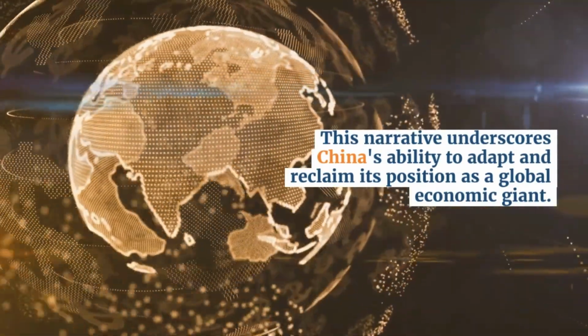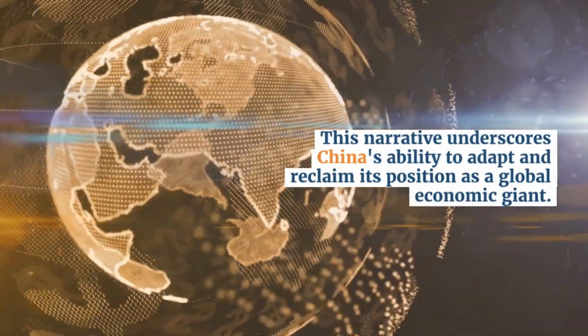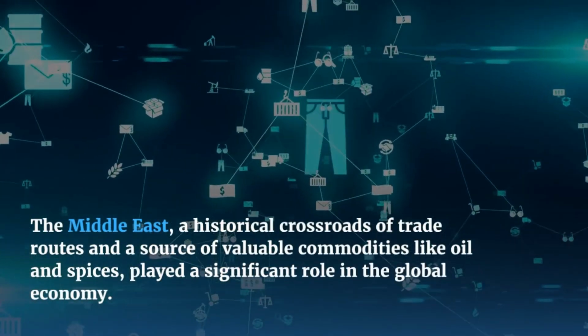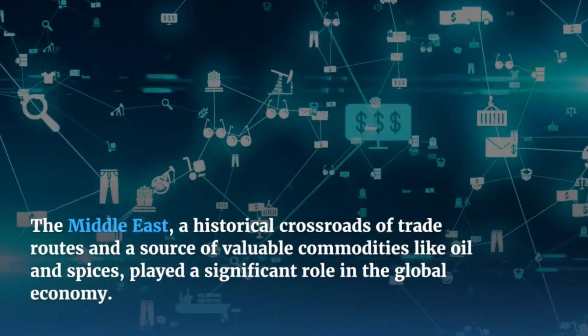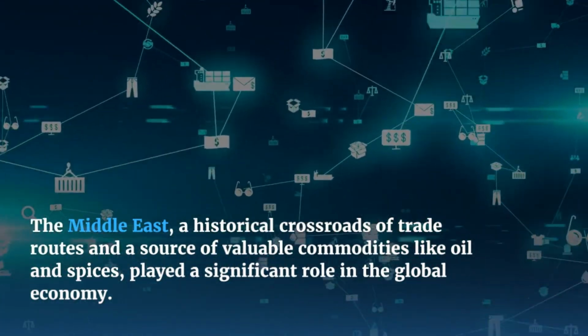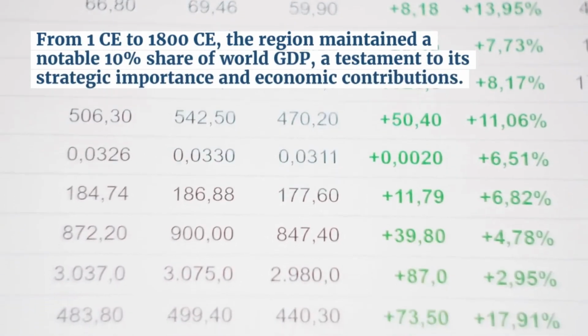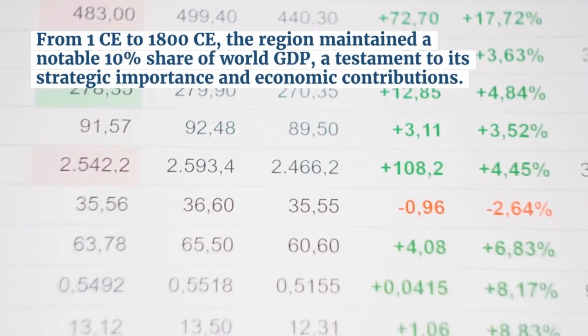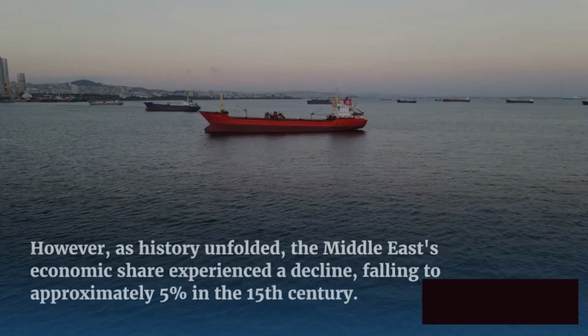4. Middle East, from trade routes to oil reserves. The Middle East, a historical crossroads of trade routes and a source of valuable commodities like oil and spices, played a significant role in the global economy. From 1 CE to 1800 CE, the region maintained a notable 10% share of world GDP, a testament to its strategic importance and economic contributions.